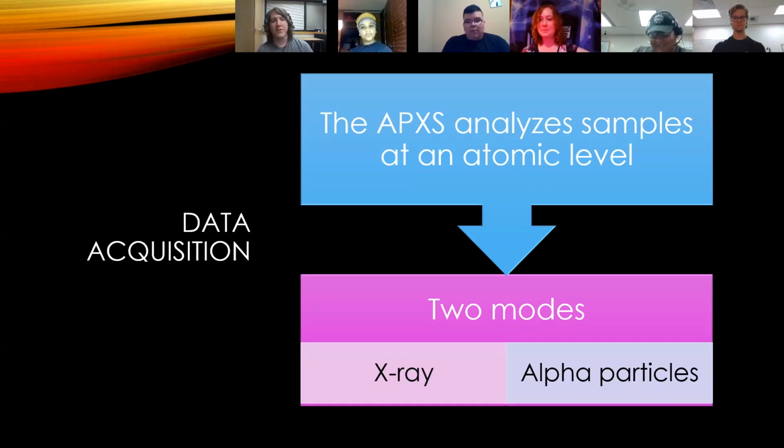One of the instruments we have on board is the APXS. It has 2 modes, X-ray and alpha particles. One thing we're particularly interested in is the alpha particle spectrometer. It can analyze the difference between elements, so it can tell the difference between carbon and oxygen, which is very important for knowing if it's carbon dioxide ice or H2O ice.